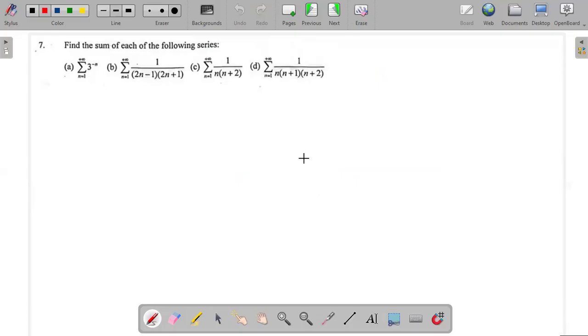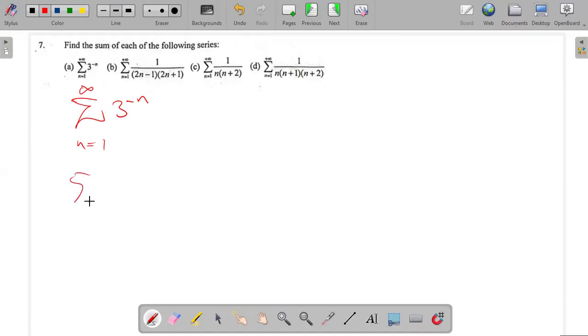Right, so we start the last question for this session. Which seemingly has a lot to do, but we're still going to do it. All right. Now, first one, we have the summation from n equals 1 to infinity of 3 to the power negative n. So this is a geometric series.